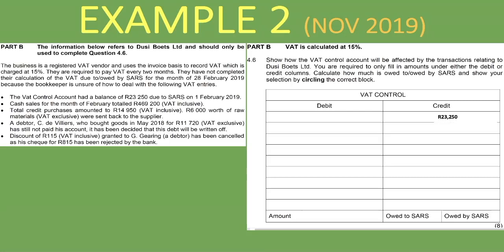Cash sales for the month of February totaled 469,200 Rand, VAT inclusive. All right, so here we have made a sale. And remember, I said if you're a VAT vendor and you make a sale, you have to pay the VAT portion to the revenue authority. So we're going to take the 469,200 Rand multiplied by 15 divided by 115%, because it's VAT inclusive, and VAT inclusive is 115%, so our denominator is 115, and it gives us an answer of 61,200 rand. Easy enough. And remember, it's VAT output because we owe this money to the Revenue Authority because it was a sale. Now, let's look at the third one.